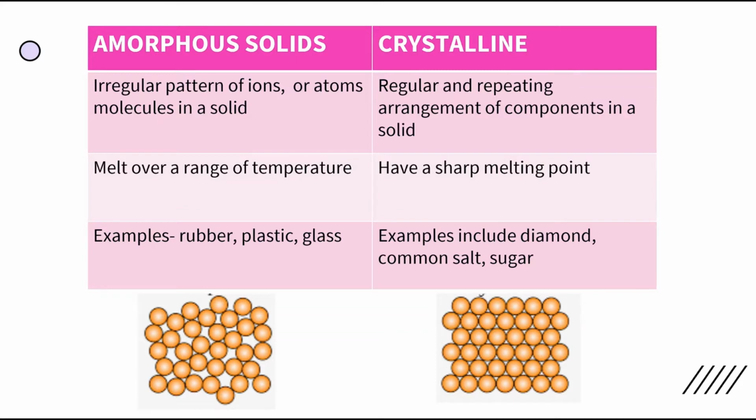Now, the basic difference between amorphous and crystalline solids is that amorphous solids have irregular patterns of ions or atoms or molecules, whereas crystalline solids have a regular, you can see the picture, and repeating arrangement of components or particles. Amorphous solids have a second physical property: they melt over a range of temperature, whereas crystalline solids, just like sugars or common salts, have a very sharp, specific melting point, unlike amorphous solids. Examples of amorphous solids include rubber, plastics, and glass.